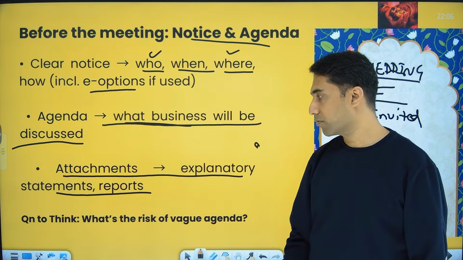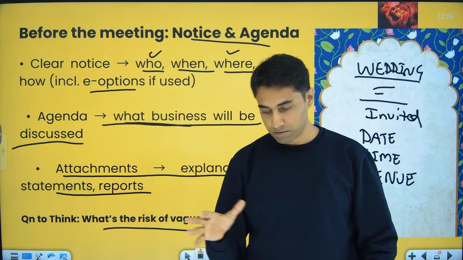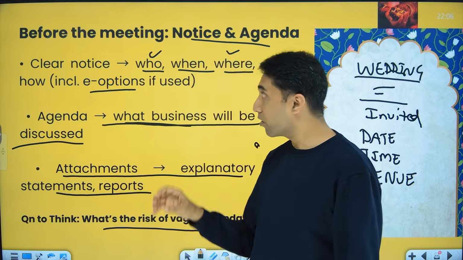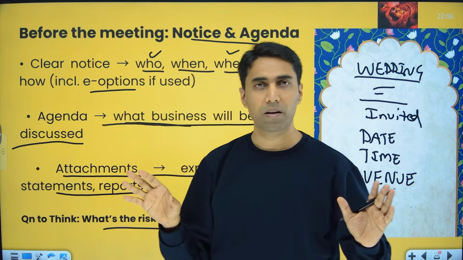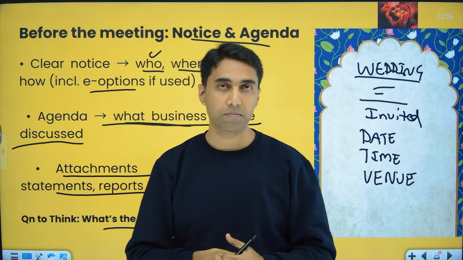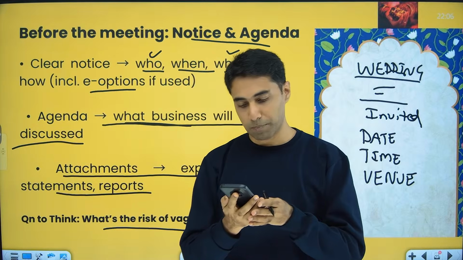So I have a question for you to think. What is the risk if you have a vague agenda? The agenda is not clear. What is the risk? Please tell me. Think of your own, forget about annual general meeting, EGM, AGM. If you meet someone without an agenda, what is the risk? Same risk applies over here.